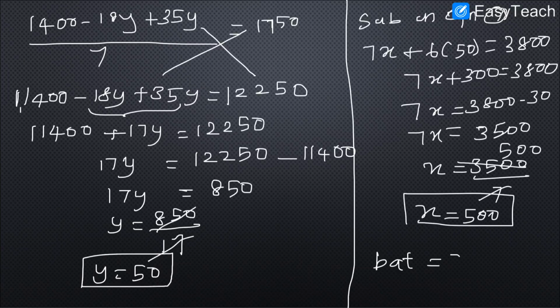So the price of a bat is 500 rupees and the price of a ball is 50 rupees. So the price of one bat, the price of one ball.